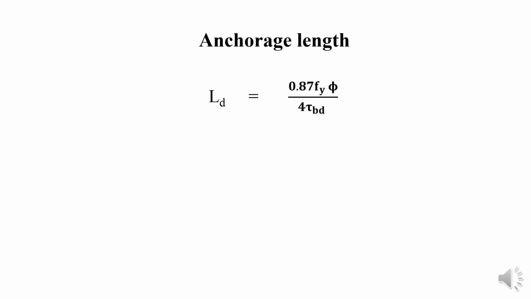Next we have to find out the anchorage length. Already we know what is anchorage length. Ld is equal to 0.87 fy into phi divided by 4 tau bd. So we know the value of all the data, that is fy 415, phi is 10, that is the reinforcement diameter of the rod is 10 mm, and 4 into tau bd, that is 1.2 into 1.6. Finally we will get a value of 470 mm. This is a mild steel reinforcement, so we have to take a 60% value. So finally the anchorage length will be 470 mm.